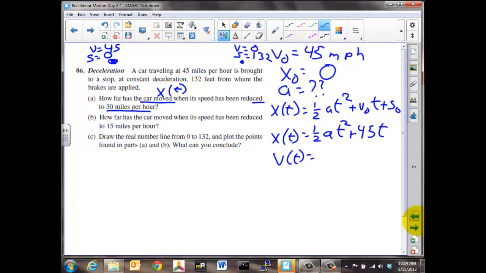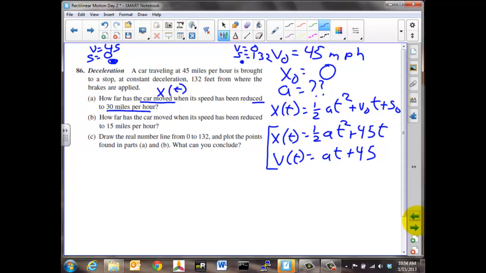So we know this, don't we? Our velocity is acceleration times time plus 45, right? Where'd that come from? The derivative of position. The 2.5 goes away, so I get AT plus 45. So these are the two formulas we've got to work with. We just got to figure out how we can use them.